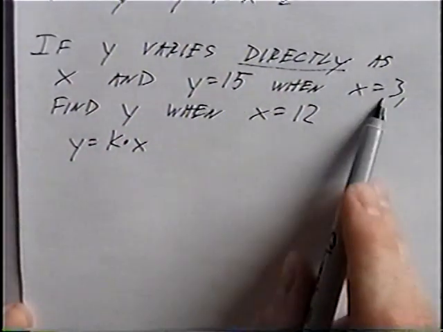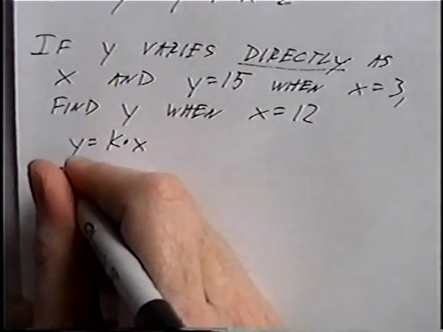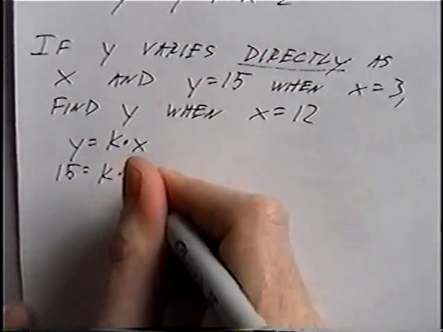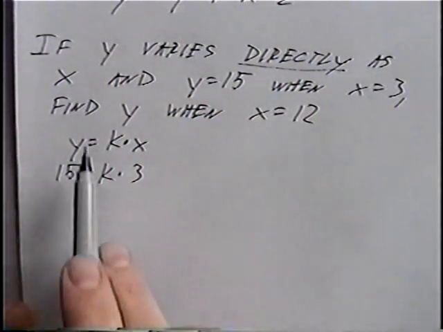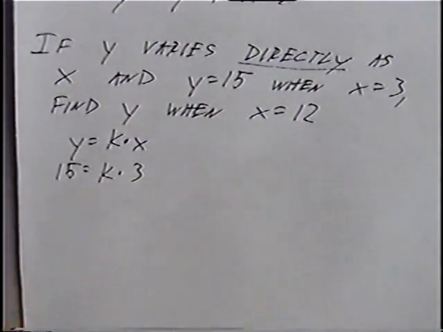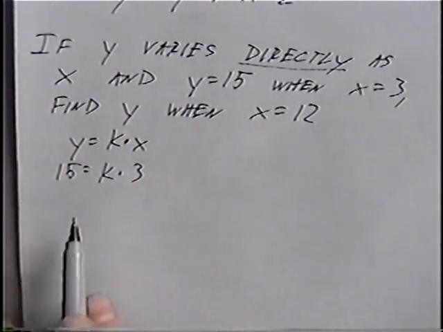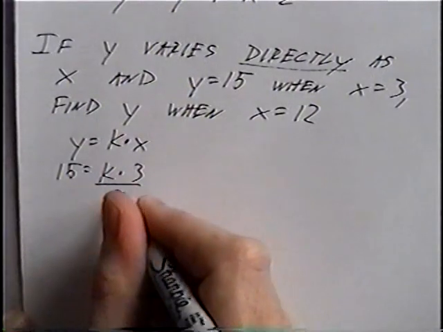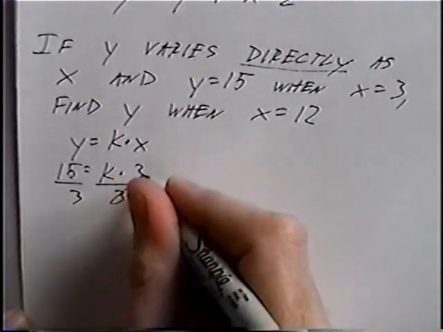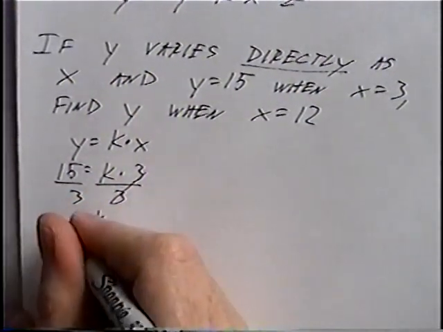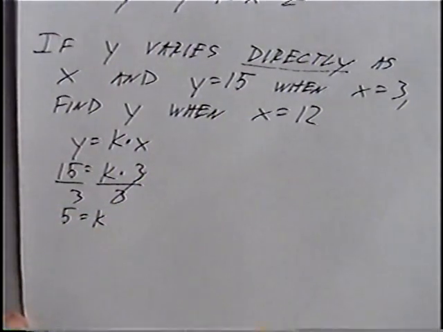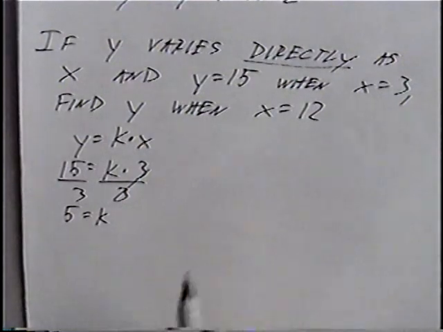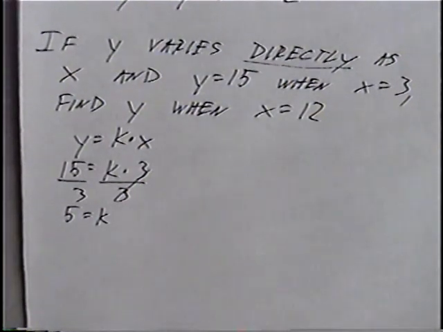Y equals 15 when x equals 3 means you can plug a 15 for the y and a 3 for the x. And we want to find out what y is when x changes to 12. When you plug 3 and 15 in, you can now solve for k or solve for the constant. Divide by 3, and k is equal to 5. K again is a constant. It stays the same throughout this problem, but can change for future problems.